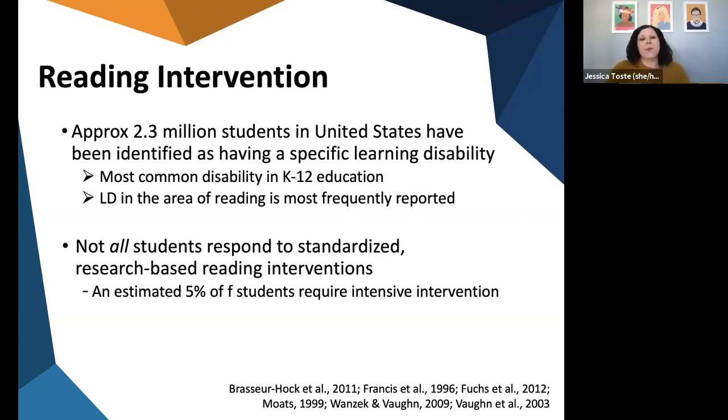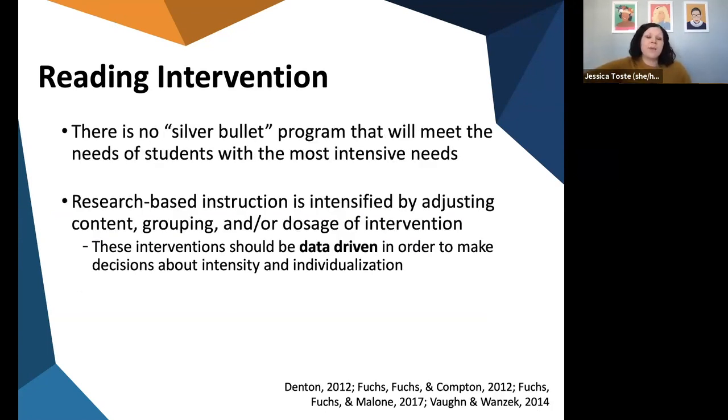Amongst this group of students, we have excellent interventions to support students' reading growth, but not all students respond to standardized, high-quality, research-based reading interventions. We estimate that about 5% of students require more intensive intervention. And so when we think about intensive intervention, we may think of that as a different kind of program or something that has some other component in the program. But we know for this group of students who require intensive intervention, there's no silver bullet program that's going to meet the needs of all of their learning needs.